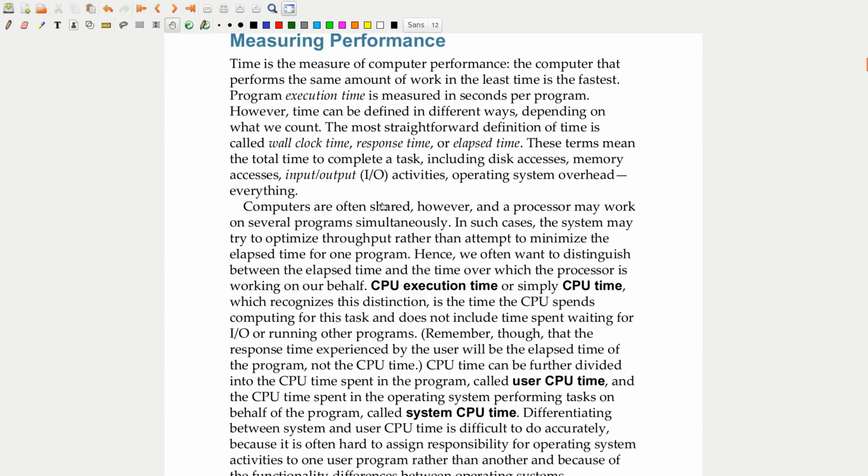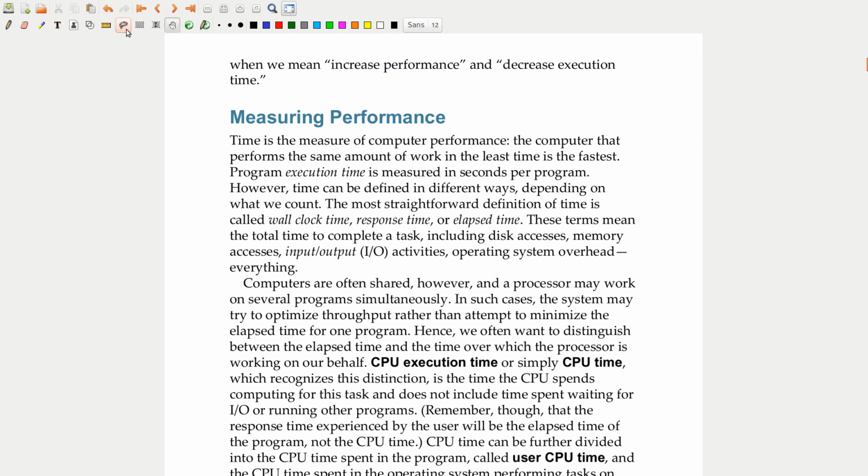Okay, so measuring performance. How do we actually measure performance? What's a good metric to measure? Does anyone know what we typically use as our metric for performance?